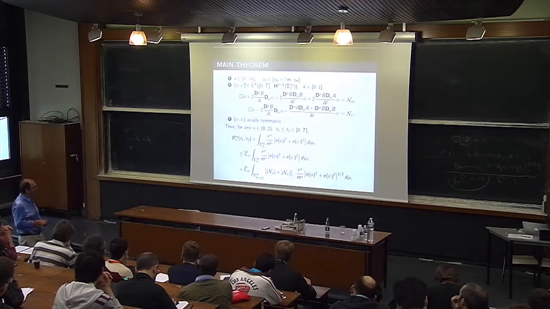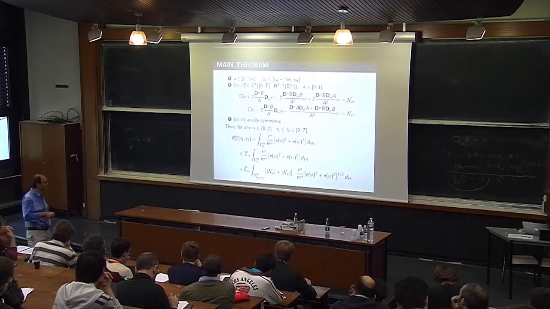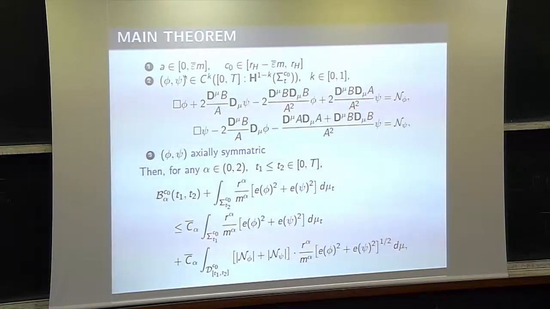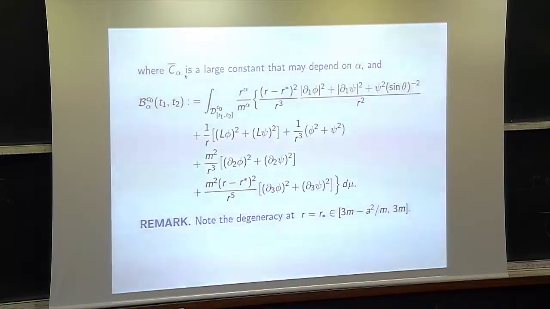Plus something which involves the nonlinearity. So if you want later on to do the full nonlinear thing, you also have to take into account this. Otherwise, you can assume that this is 0. So for the linearized equations, you can take this to be 0. And now the bulk looks like this. You have r to the alpha divided by m to the alpha.